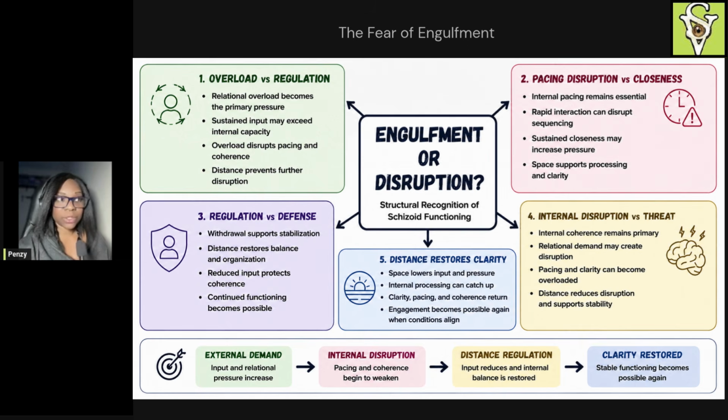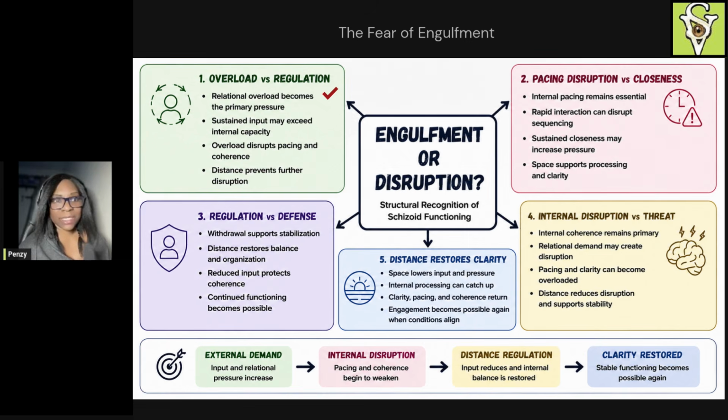We'll start off with the green box. This looks at fear and overload. So relational input may sometimes accumulate beyond our internal processing capacity, and the pressure may not always be experienced as fear of people themselves. Instead, sustained input and continuous engagement may begin building internal load. Our processing time may become reduced as interaction continues, and internal coherence and pacing may gradually weaken. So distancing functions as a way of reducing load and restoring organization.